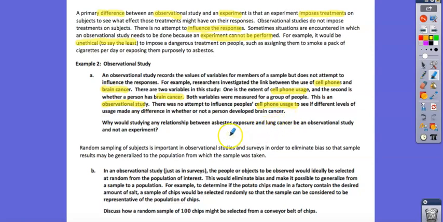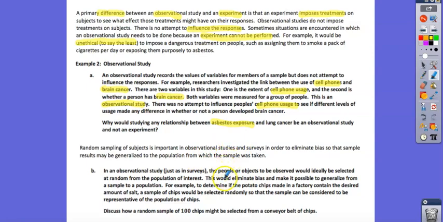Why would studying any relationship between asbestos exposure and lung cancer be an observational study and not an experiment? Because it would be unethical to expose people to asbestos. Random sampling of subjects is also important in observational studies, to eliminate bias.